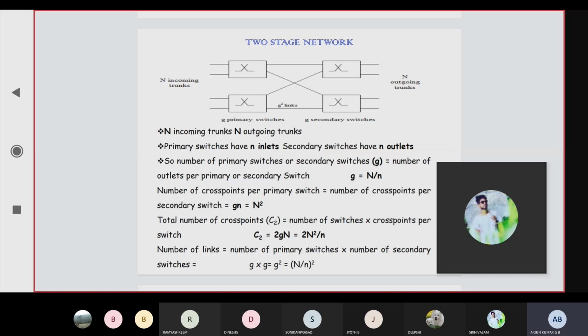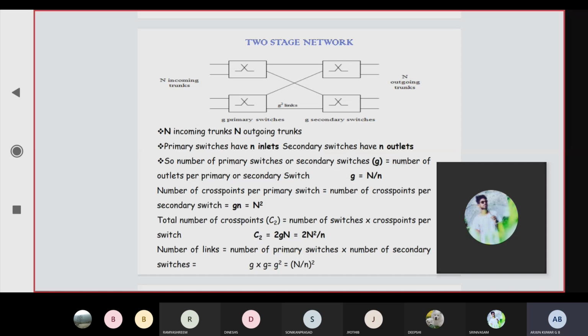Here, the number of cross points per primary switch is equal to the number of cross points per secondary switch, which is equal to n square, that is equal to Gn. Gn is equal to n square. And what is the total number of cross points? Here per switch we get cross points will be n square.